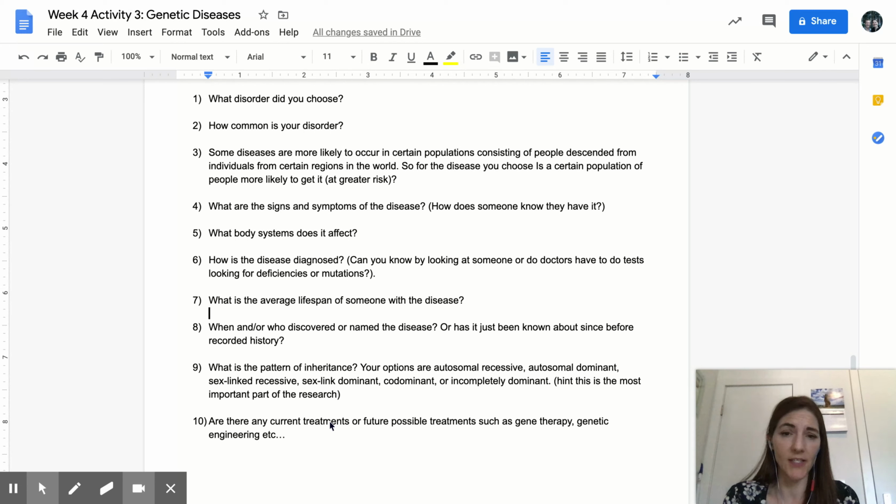So you're going to have to search for this. Is it recessive and on the autosomes? Is it dominant on the autosomes? Is it sex-linked recessive? Is it sex-linked dominant, codominant, or incompletely dominant? So this is really important. This is what I want to find. And then, are there any current treatments or future possible treatments such as gene therapy, genetic engineering, etc.?